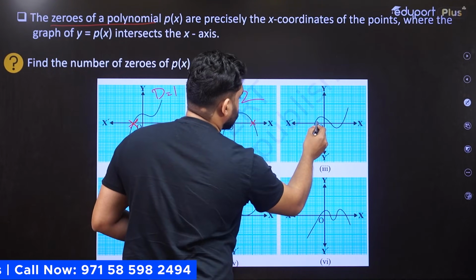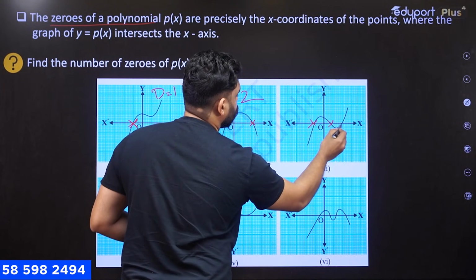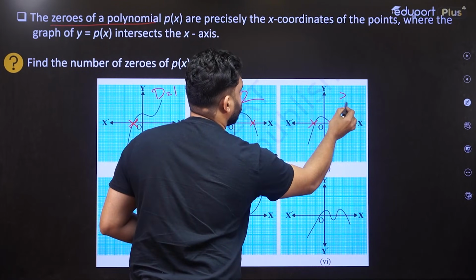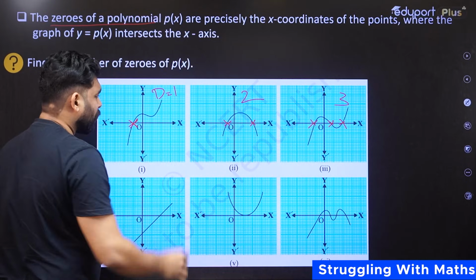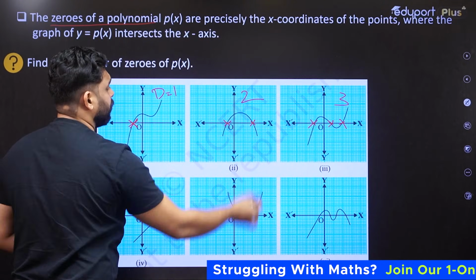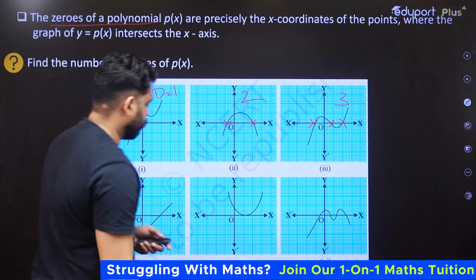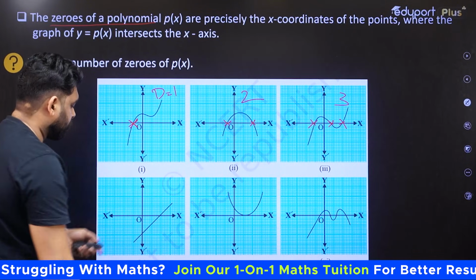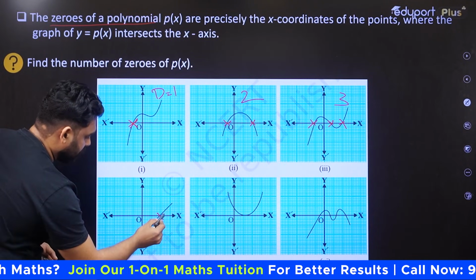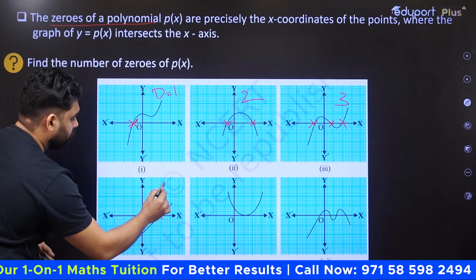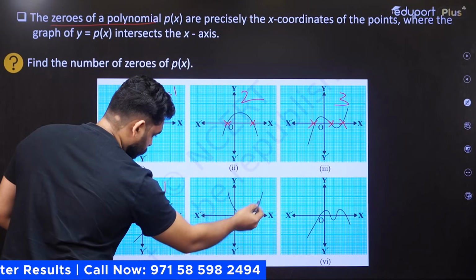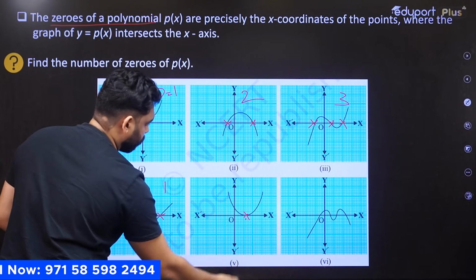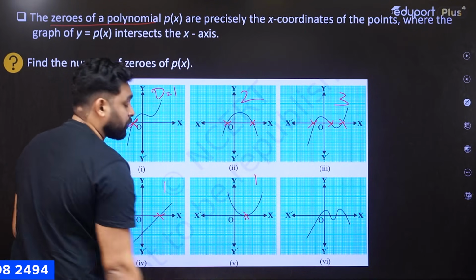In this case 1, 2, 3. So here the degree will be 3. So this is an example of a first degree polynomial, second degree polynomial, third degree polynomial. A straight line which intersects only one time is an example of a linear polynomial. Here the degree of the polynomial is 1. Just look here, it only intersects at one point, which is first degree.